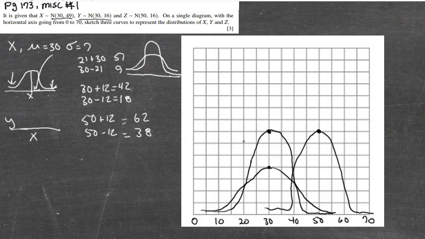And again, keep in mind, this is just supposed to be a sketch. Now I'll label them: X, then the second one was Y, and the last one is going to be Z. Basically, they're just trying to get at two different standard deviations with the same mean, and then the same standard deviation with different means. All right, hope that helped.